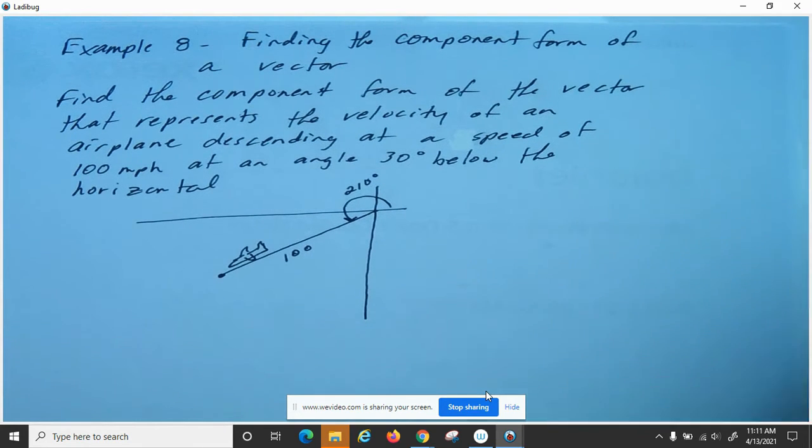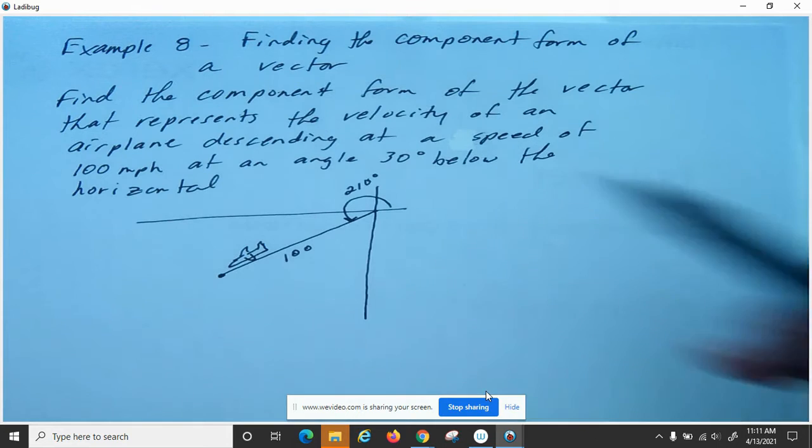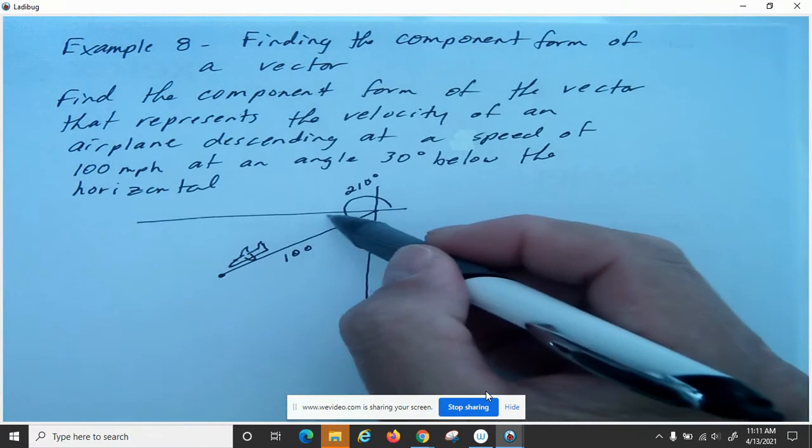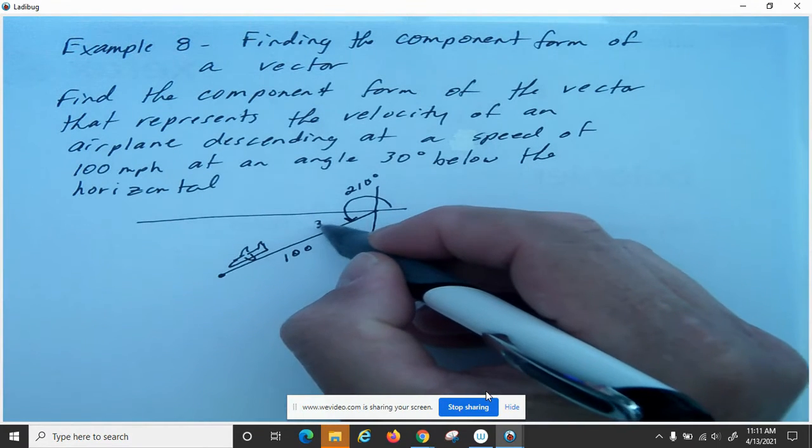Okay, so sticking with the program here, section 6.3, this is example number 8, finding the component form of a vector. Find the component form of the vector that represents the velocity of an airplane descending at a speed of 100 miles per hour at an angle 30 degrees below the horizontal. I drew out a diagram for you. Now, it does say 30 degrees below the horizontal. This is a horizontal. So this angle right here is 30 degrees.